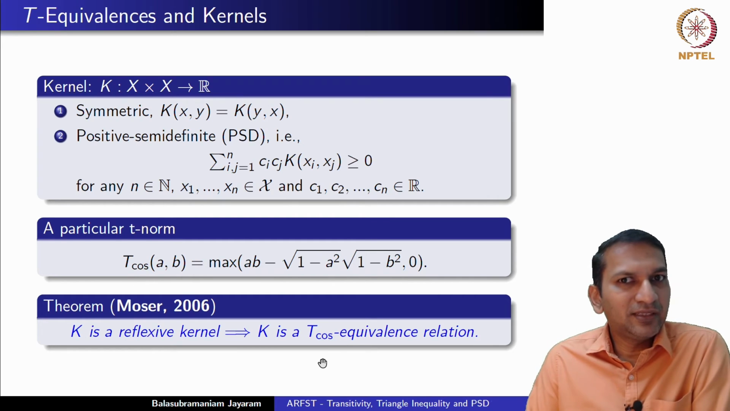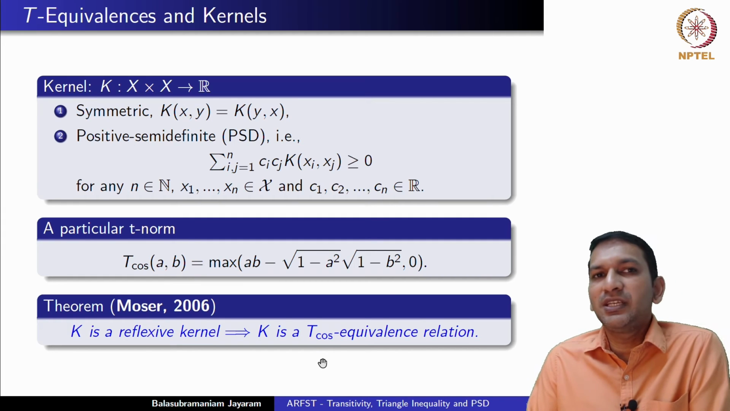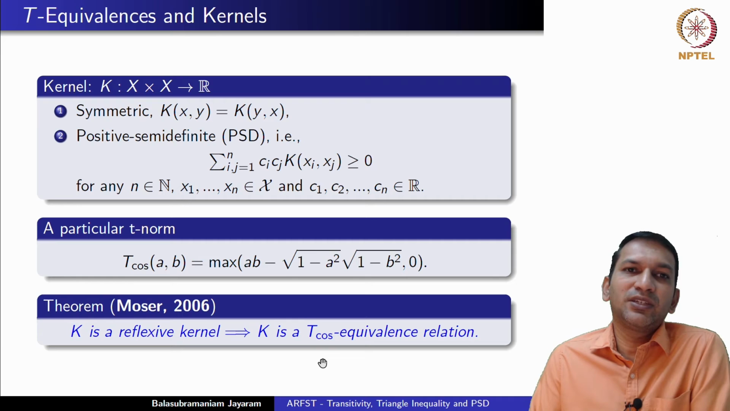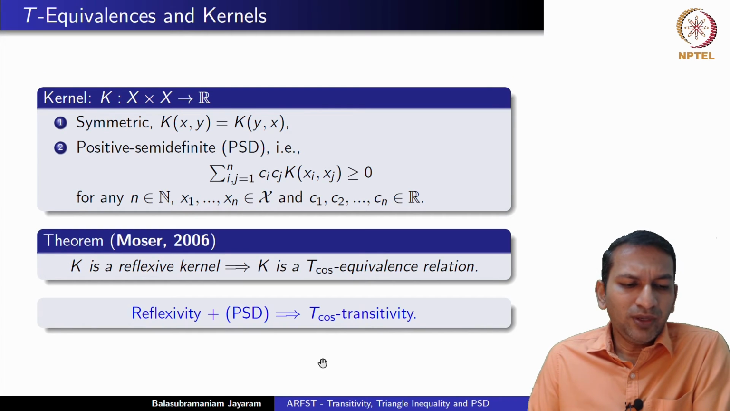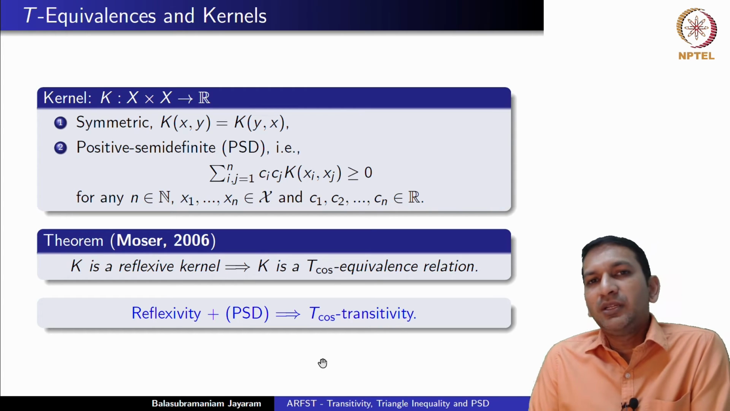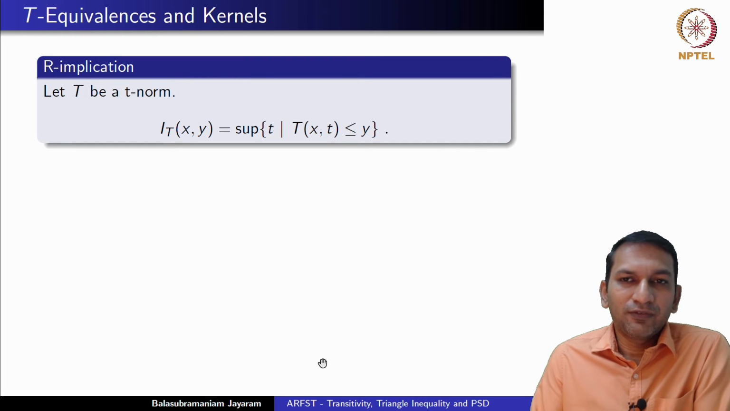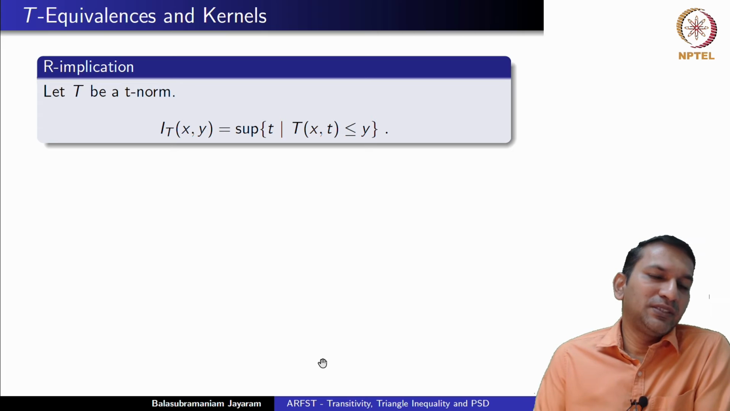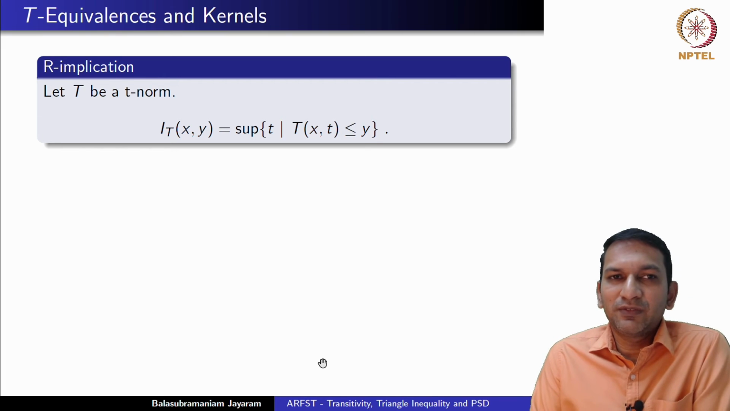So first time we are seeing that kernels, at least some of these kernels, can also be seen as fuzzy similarity relations or T-equivalence relations for a particular T-NOC. Now, what this means is somehow reflexivity along with positive semidefiniteness leads to T-cos transitivity. But we could also ask further questions. In a quest to help us in answering them or exploring them, let's revisit some of the things that we have seen with respect to the implications.